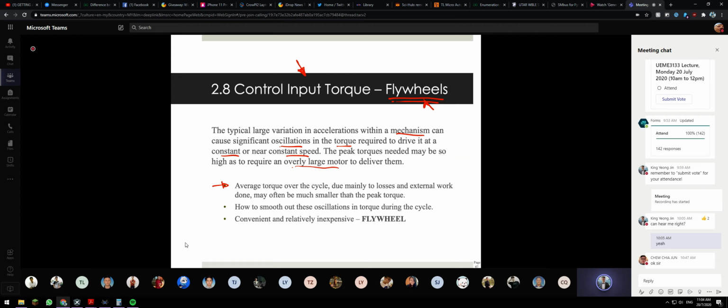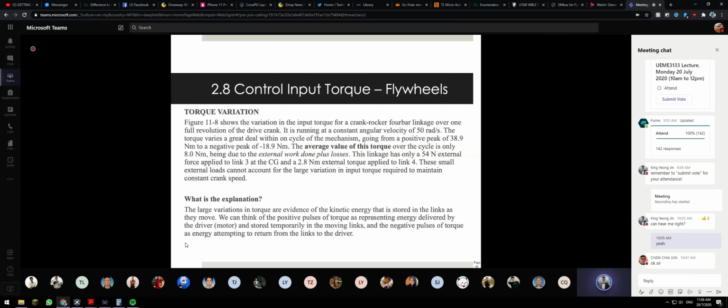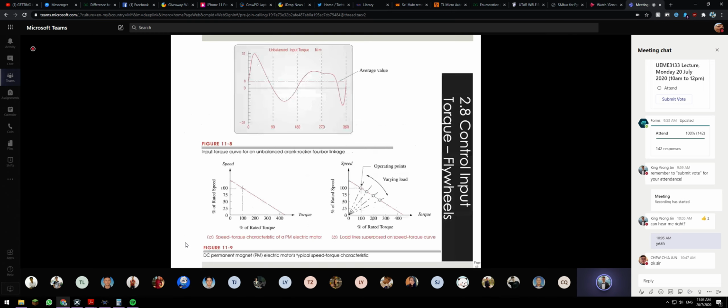So this could be mainly due to the losses, and the external work done may often be much smaller than the peak torque. So how do we smooth out the oscillation in the torque during the cycle? The convenient and relatively inexpensive way is to use a flywheel. Now we look at the torque variation.